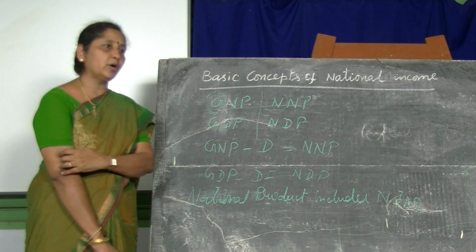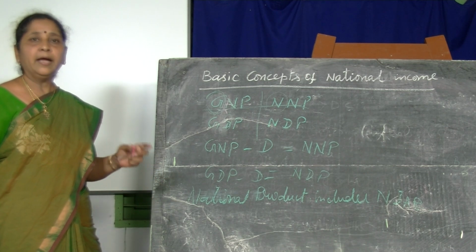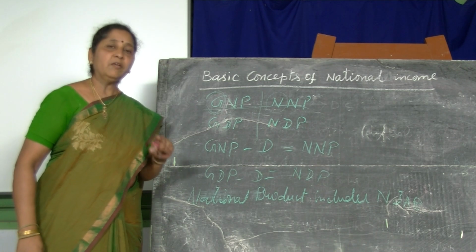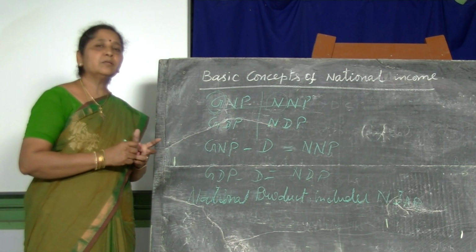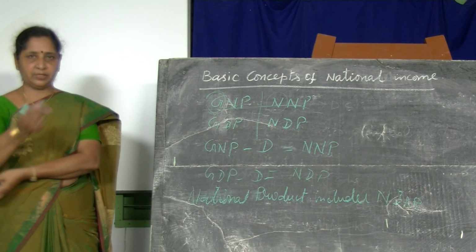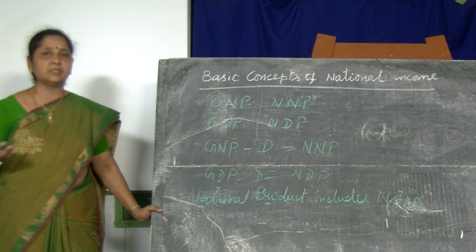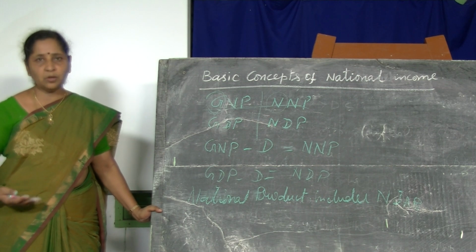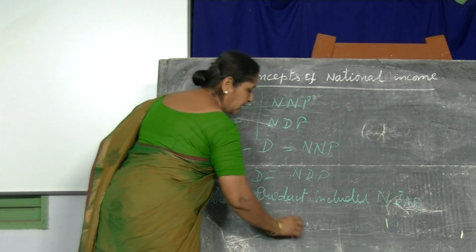Net income from abroad means our economy is not a closed economy. It is an open economy. That means we do have trade relationship with other countries. In an open economy, we have exports of goods and services. The same way we import goods and services also. So net income from abroad means exports minus imports.